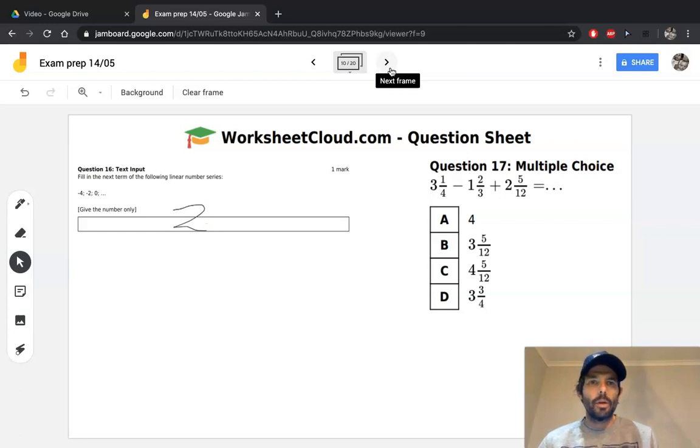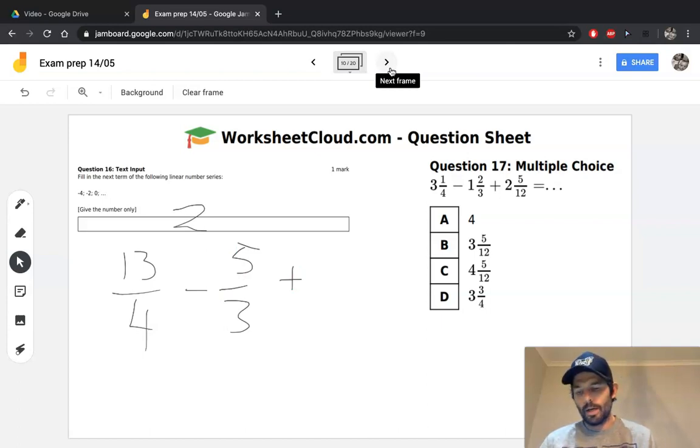Here's a nice fraction question in question 17. So if you go back to the fractions lesson, we would have converted all of those to improper fractions. So that's 13 over 4. 3 times 4 plus 1 is 13. Minus 5 over 3. 1 times 3 plus 2 is 5. And you keep the same denominator. And we would have added 29 over 12.